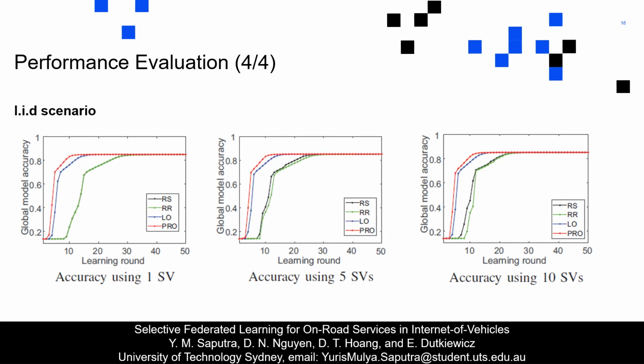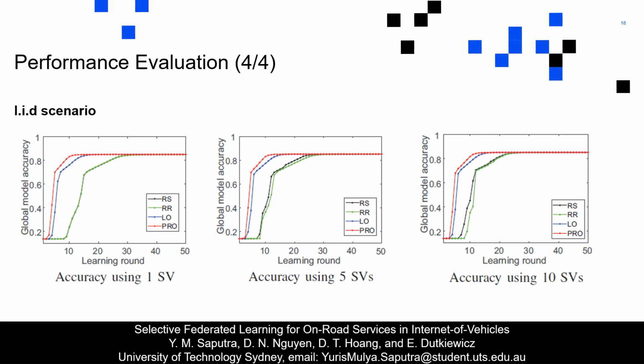For the IID scenario, we can see from the first figure on the left, when one SV is used, the proposed solution, the red one, still has the fastest convergence compared to random scheduling, round robin, and location significance only scheduling. The interesting point can be observed when we use 5 smart vehicles and 10 smart vehicles for IID scenarios. While other baseline methods, for example, random scheduling, round robin, and location significant only scheduling, can improve the convergence rate, this trend does not apply for the proposed solution in red.